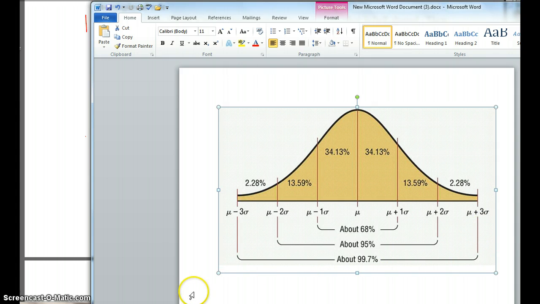And that's it for this topic. Again, wait for later to find out more about this when we talk about the normal distribution.